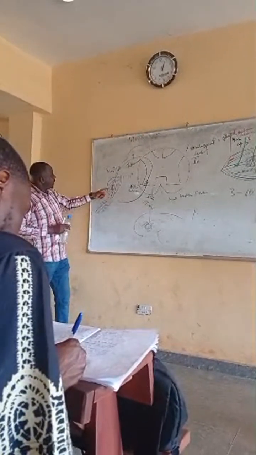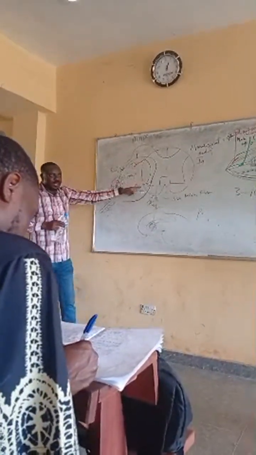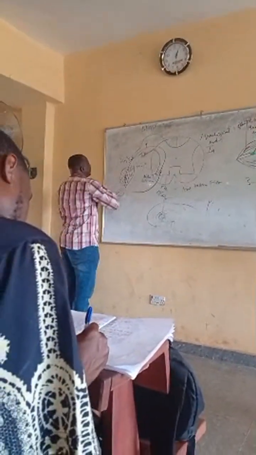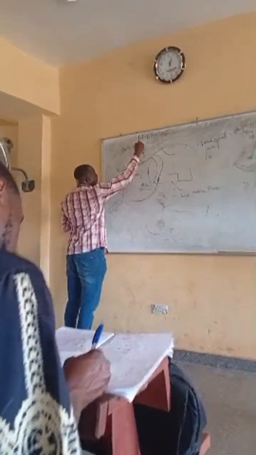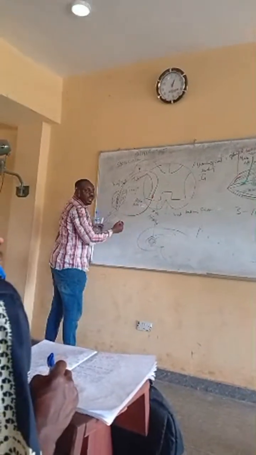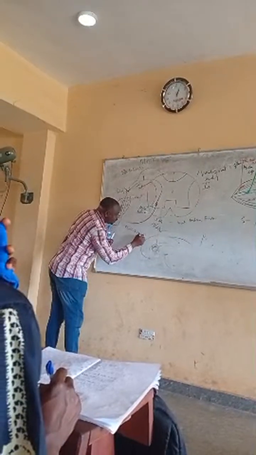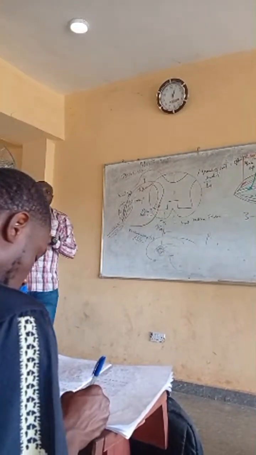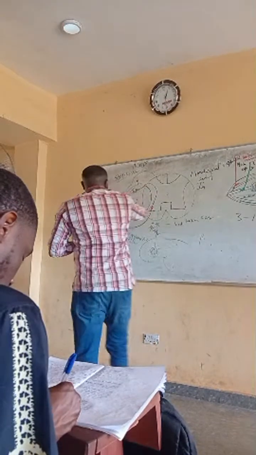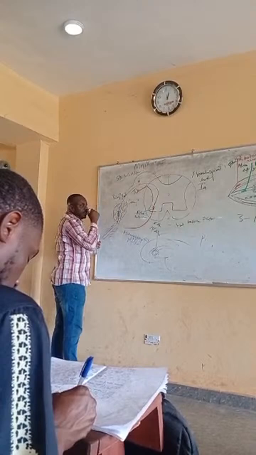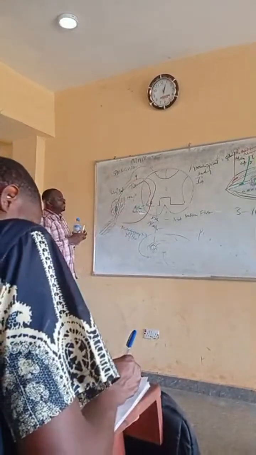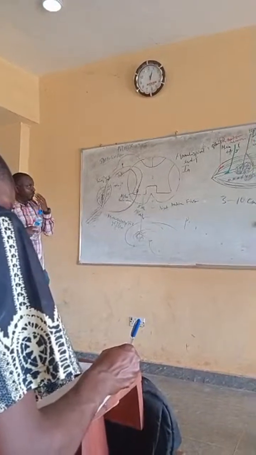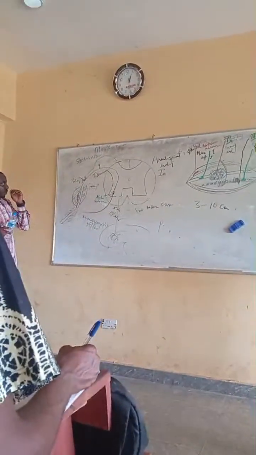So you can see that this particular part is a reflex. We call it stretch reflex. This reflex is a monosynaptic reflex. It's just one synapse. The stretch reflex is called a monosynaptic reflex. Do you understand? Do you get it? Okay.